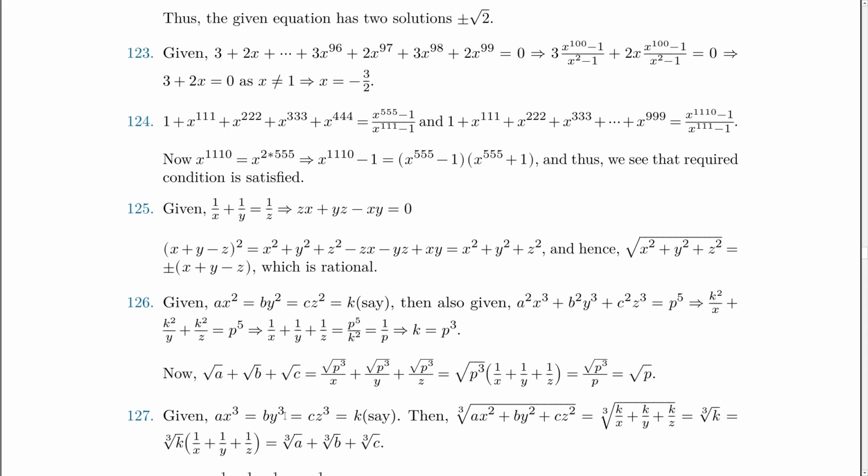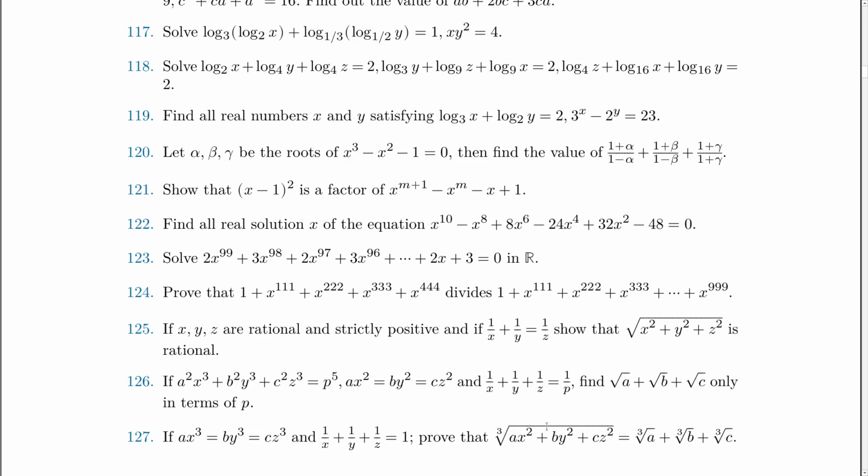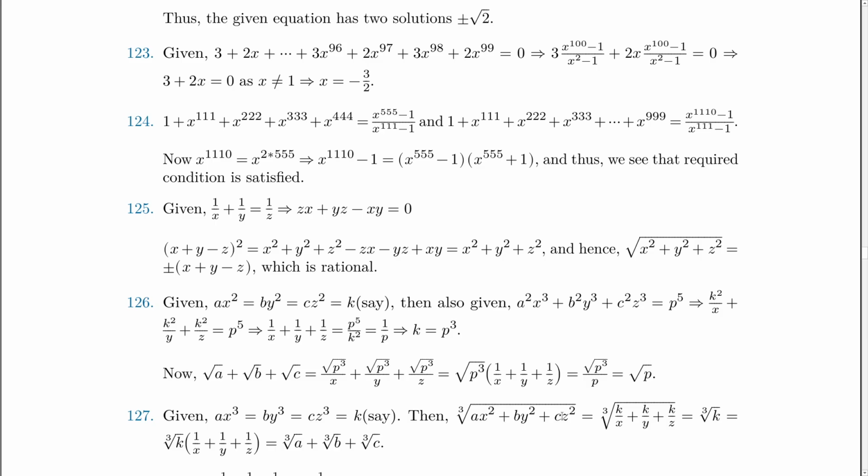So we are given that ax cube is equal to by cube is equal to cz cube is equal to k. So ax square would be k by x, by square would be k by y, and cz square would be k by z. So we look at our left hand side, and we see that it is equal to cube root of k by x plus k by y plus k by z. Now, since we are given that 1 by x plus 1 by y plus 1 by z is 1, this value is cube root of k. So now we have this is equal to cube root of k.